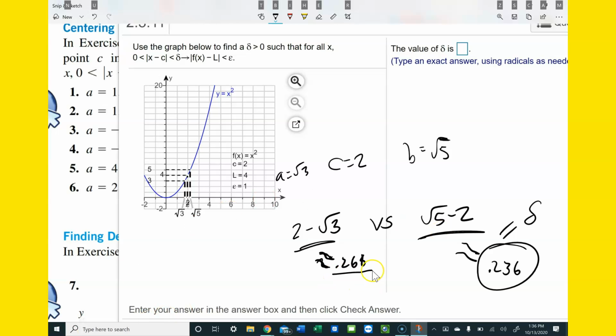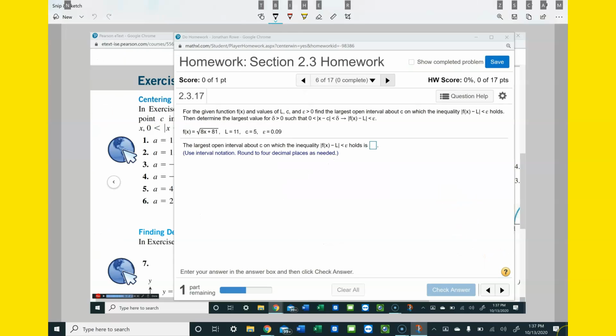That's the largest delta that still accomplishes that. If we chose this one, it would not accomplish this. It would be outside of that range on one side or the other, even though it would still be inside on one of the sides. Right here, it would be outside of it up here by just a little bit. So you're always choosing the smaller difference here for your delta.